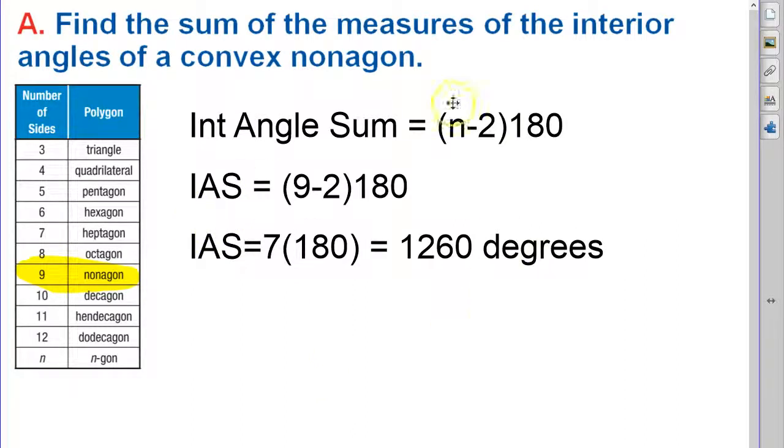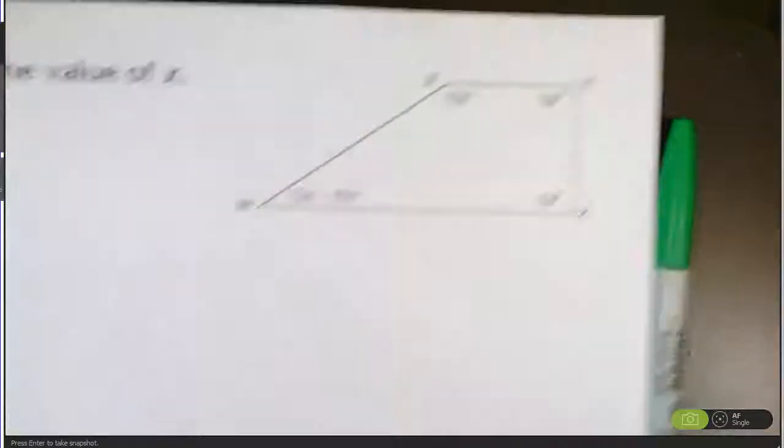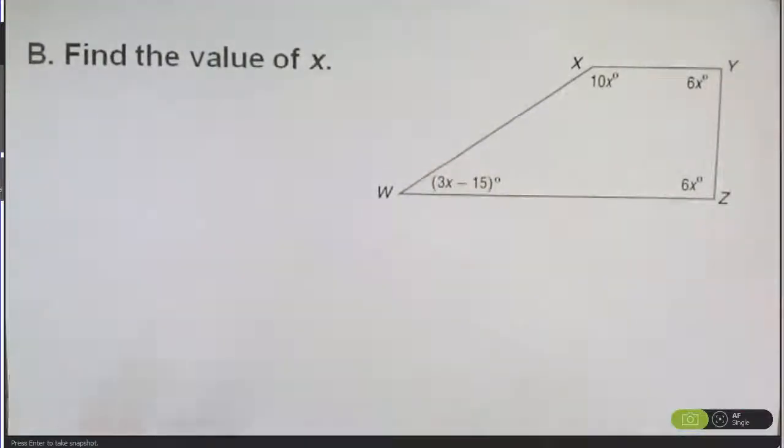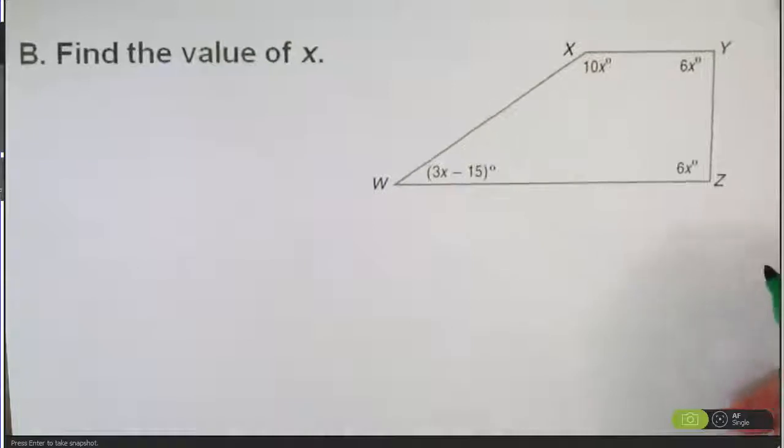There we go. So if I took all 9 of those angles, added them up, I get 1,260 degrees. Okay. Now here's another example of how we apply this. Now I know we already know this, but I picked this one because we already know it, so it's easy to sort out. It's a quadrilateral. I know all 4 angles have to add to 360.